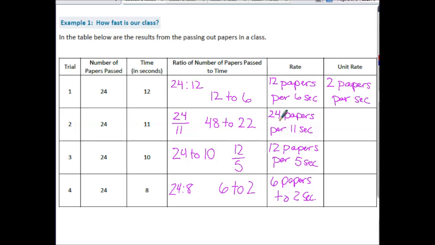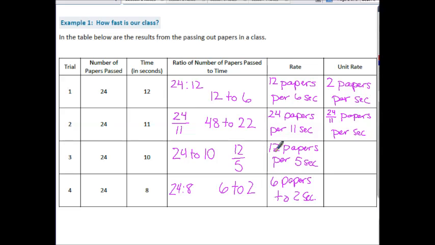When we divide 24 and 11, we're actually going to get a repeating decimal. So anytime you're going to get a repeating decimal, you should just write it as a fraction. So let's just leave this as an improper fraction and make it 24 over 11 papers per second. I didn't write it as a repeating decimal because at some point I would have to round, and so that's not really an exact unit rate.